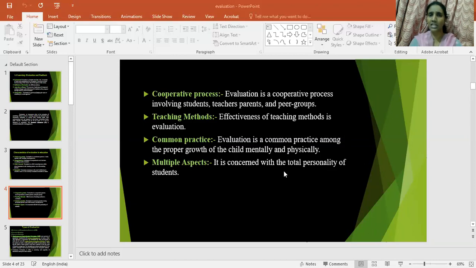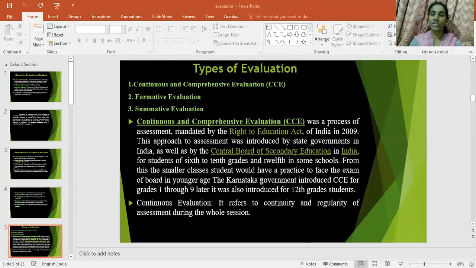Multiple aspect: it is concerned with the total personality of students. Here we are not only evaluating our students in their education or in their teaching, how they are in reading, how they are in writing. No, we are going to evaluate the learners' overall personality. That is, here we are going to evaluate the development of personality. Means the total personality of the students we are going to evaluate. That is what the multiple aspects are. So this is about the characteristics of evaluation.